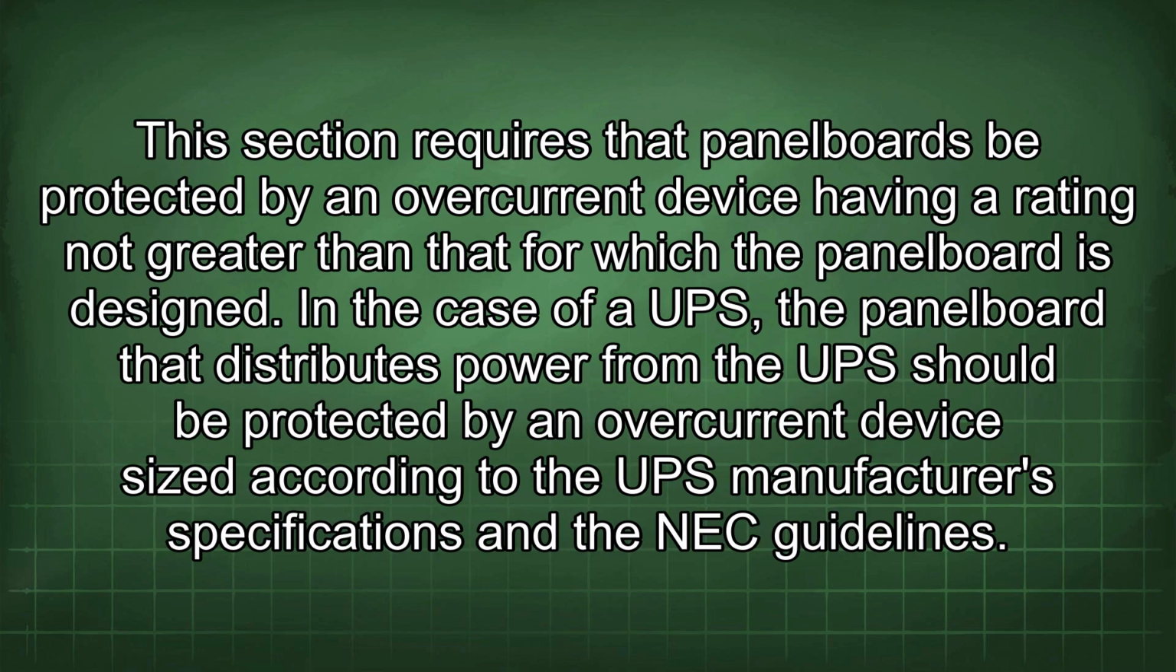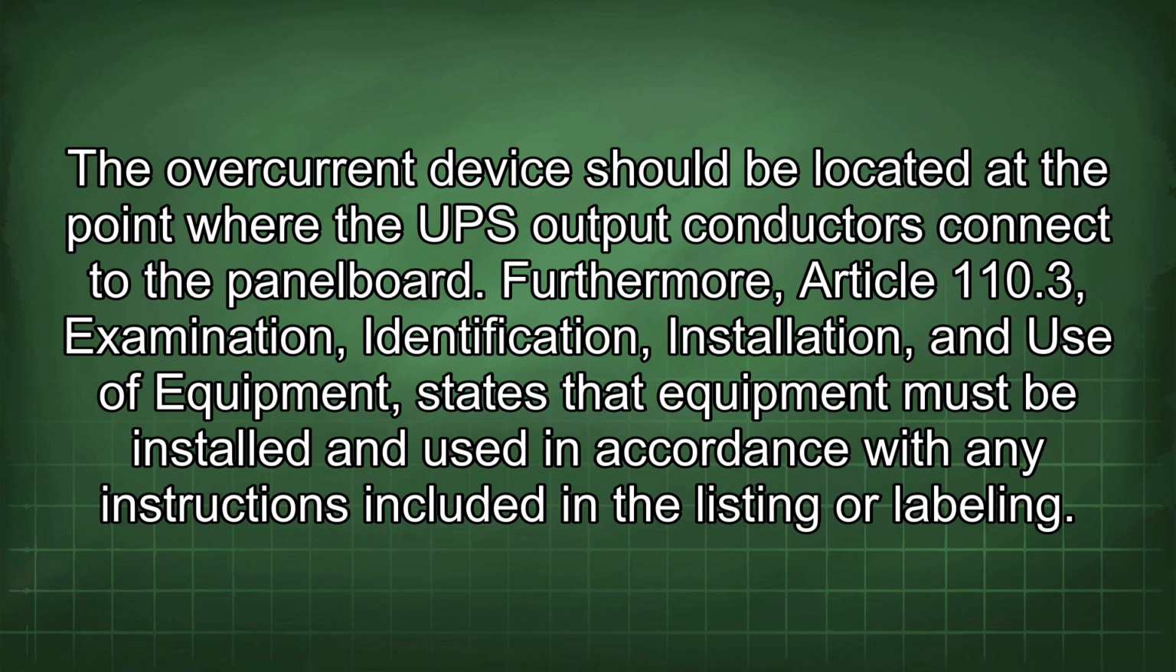This section requires that panel boards be protected by an overcurrent device having a rating not greater than that for which the panel board is designed. In the case of a UPS, the panel board that distributes power from the UPS should be protected by an overcurrent device sized according to the UPS manufacturer's specifications and the NEC guidelines. The overcurrent device should be located at the point where the UPS output conductors connect to the panel board.